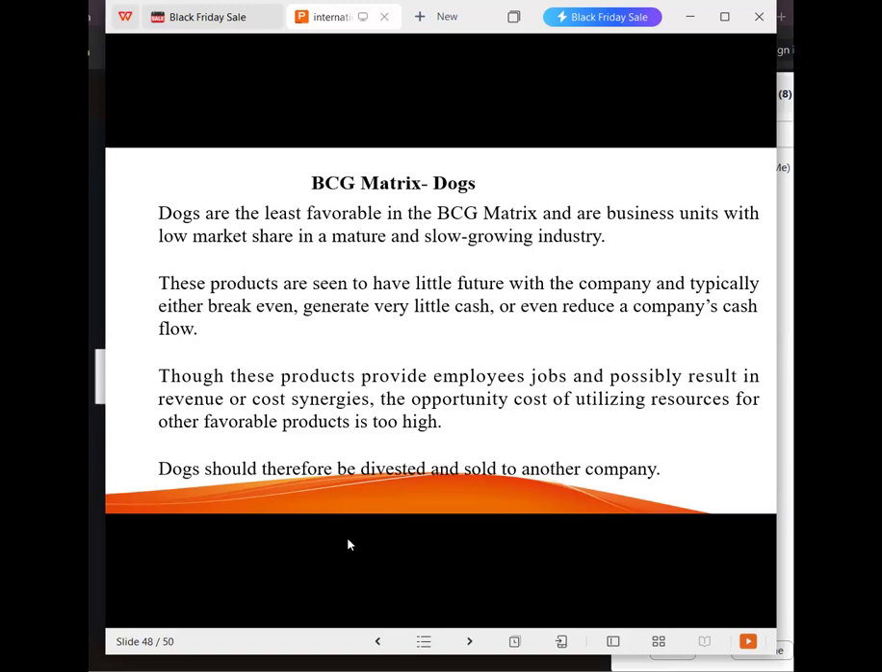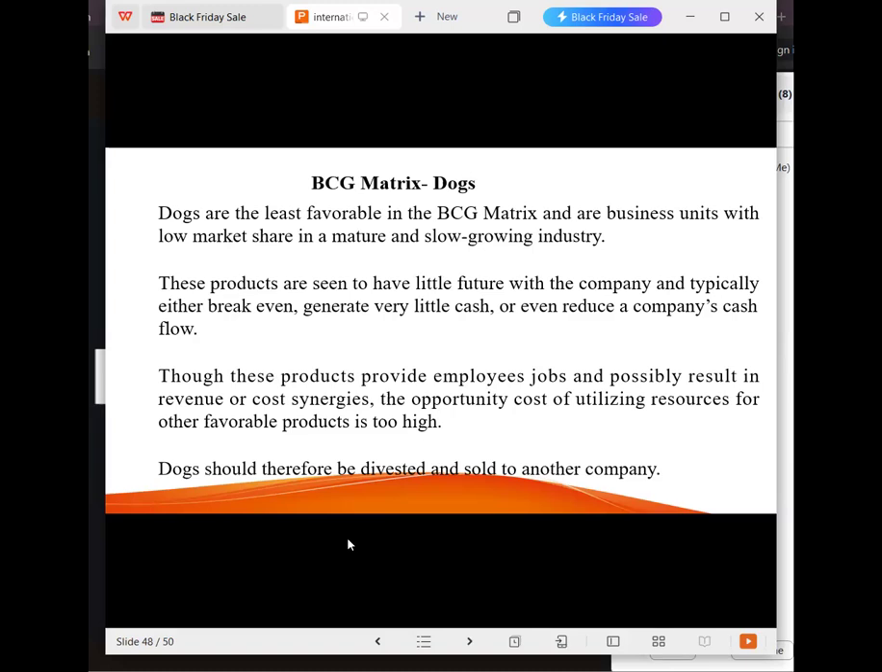So here I say that these products are seen to have little future with your company and typically even break even. They find it difficult to break even. They generate, typically, either they break even or generate very little cash or even reduce a company's cash flow. So this kind of analysis, products that companies tend to fall on, means they're experiencing a dog. So they are struggling to sell in that particular market.